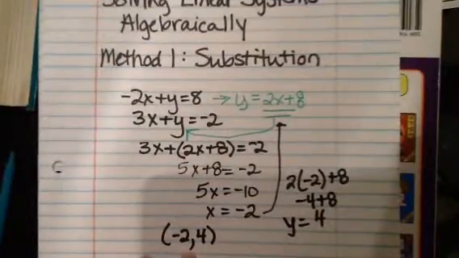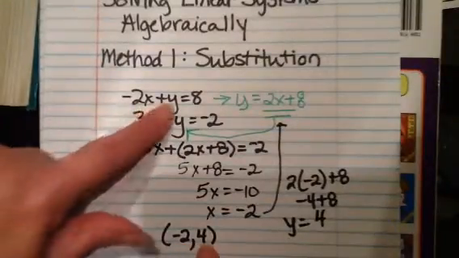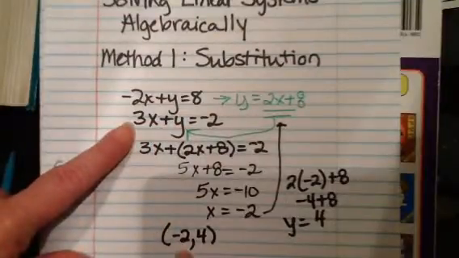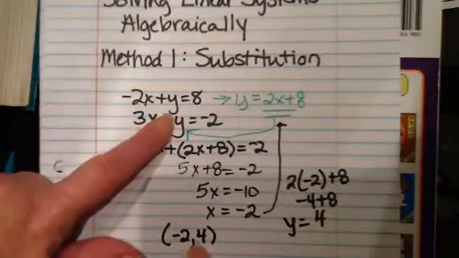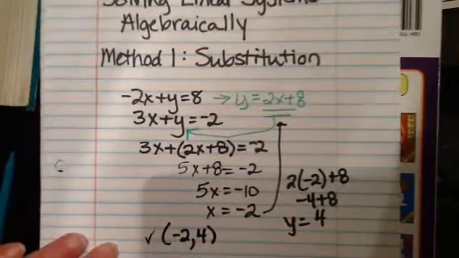Let's check and see. You can always check by substituting back in. Negative 2 times negative 2 is 4. 4 plus 4 is 8. 3 times negative 2 is negative 6. Negative 6 plus 4 is negative 2. So I've got a check, and it's all good to go.